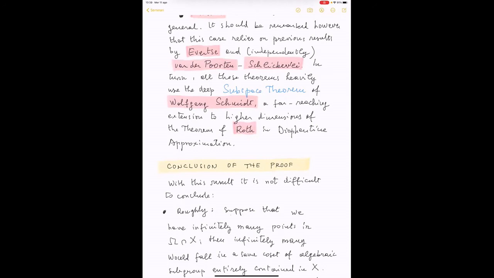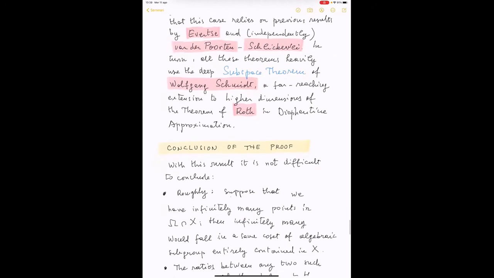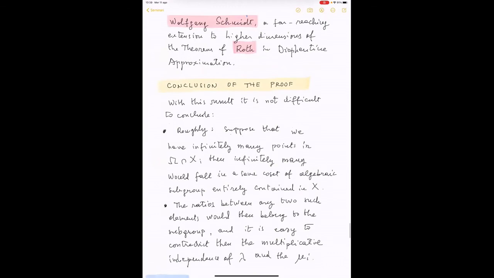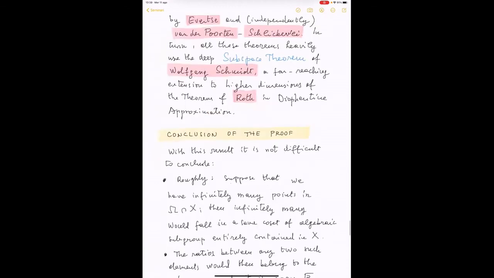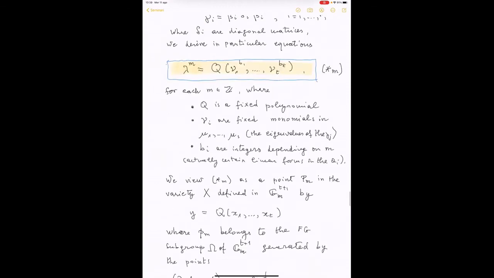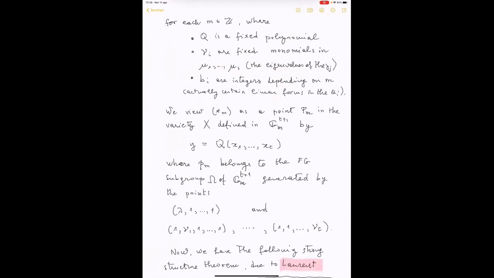Anyway, with this result, it is not difficult to conclude, because we apply the theory and would roughly conclude that the subvariety y equal to q(x1, ..., xt) would contain the points in a torus, and this would contradict the multiplicative independence that we have obtained by the Prasad-Rapinchuk theory. So I skipped the last comments that I had, and I stop here. Thank you very much for your attention.